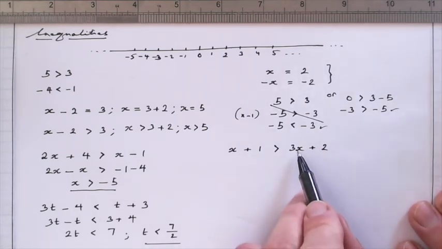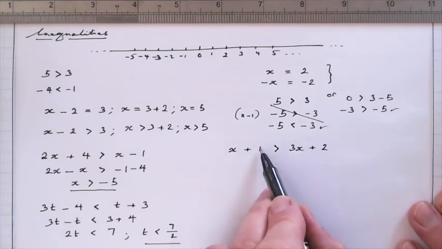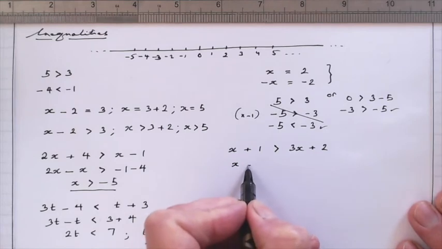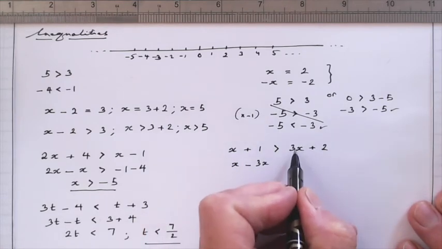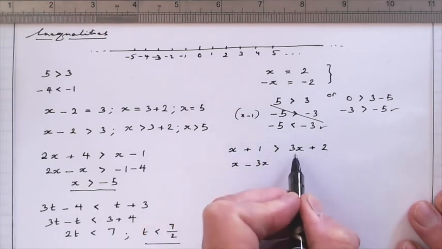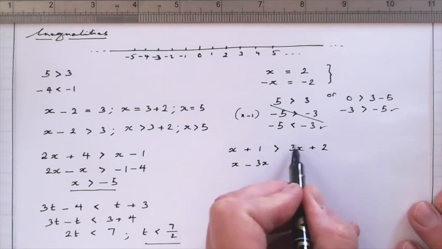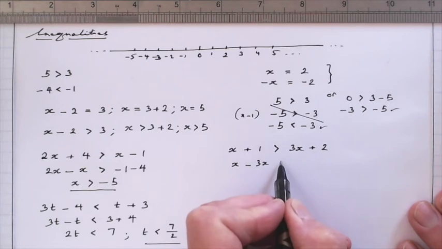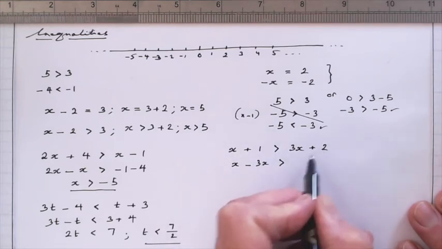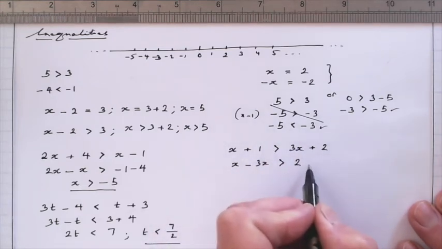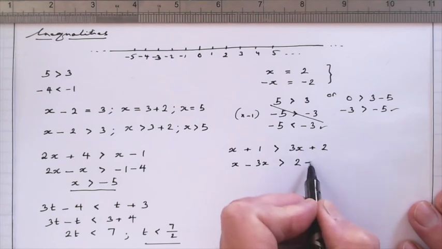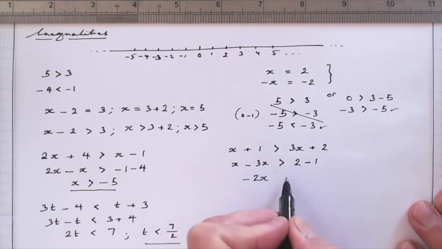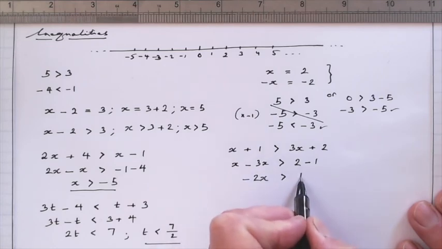Let's solve it by bringing this across and taking that across. So we would have x take away 3x, because I'm just bringing it across. Again, it's an additive term. When I bring it across, I'm effectively changing the sign. Greater than, and then I have 2, take the 1 across. Just as with equations, we change the sign. Tidy this up. I have -2x is greater than 1.